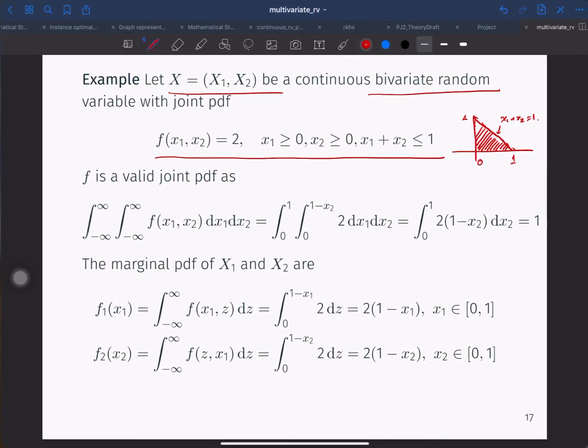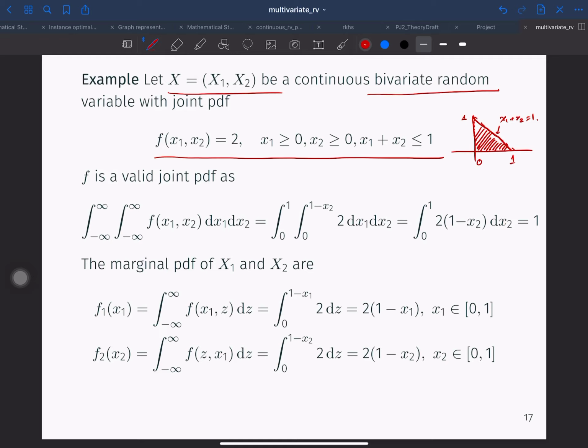So in that case, we just have to be a little bit careful with the marginal PDF, because we have to once again be careful of the limits of integration.